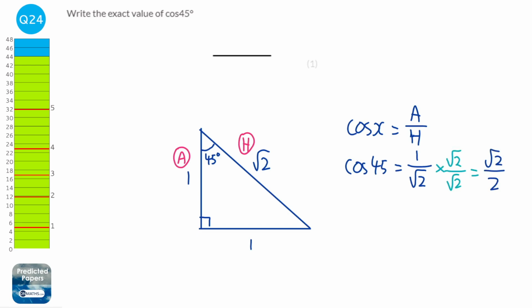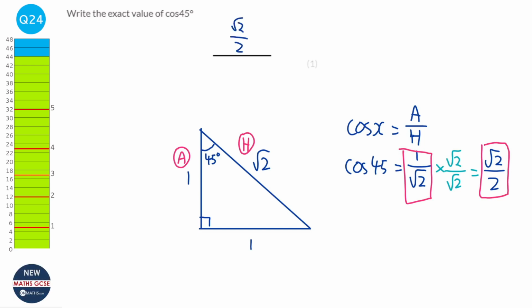So if you ever see 1 over root 2 is absolutely fine as an answer, but if you ever see the answer as root 2 over 2, the two are actually exactly the same. So writing 1 over root 2 is fine, or writing root 2 over 2 is also correct.